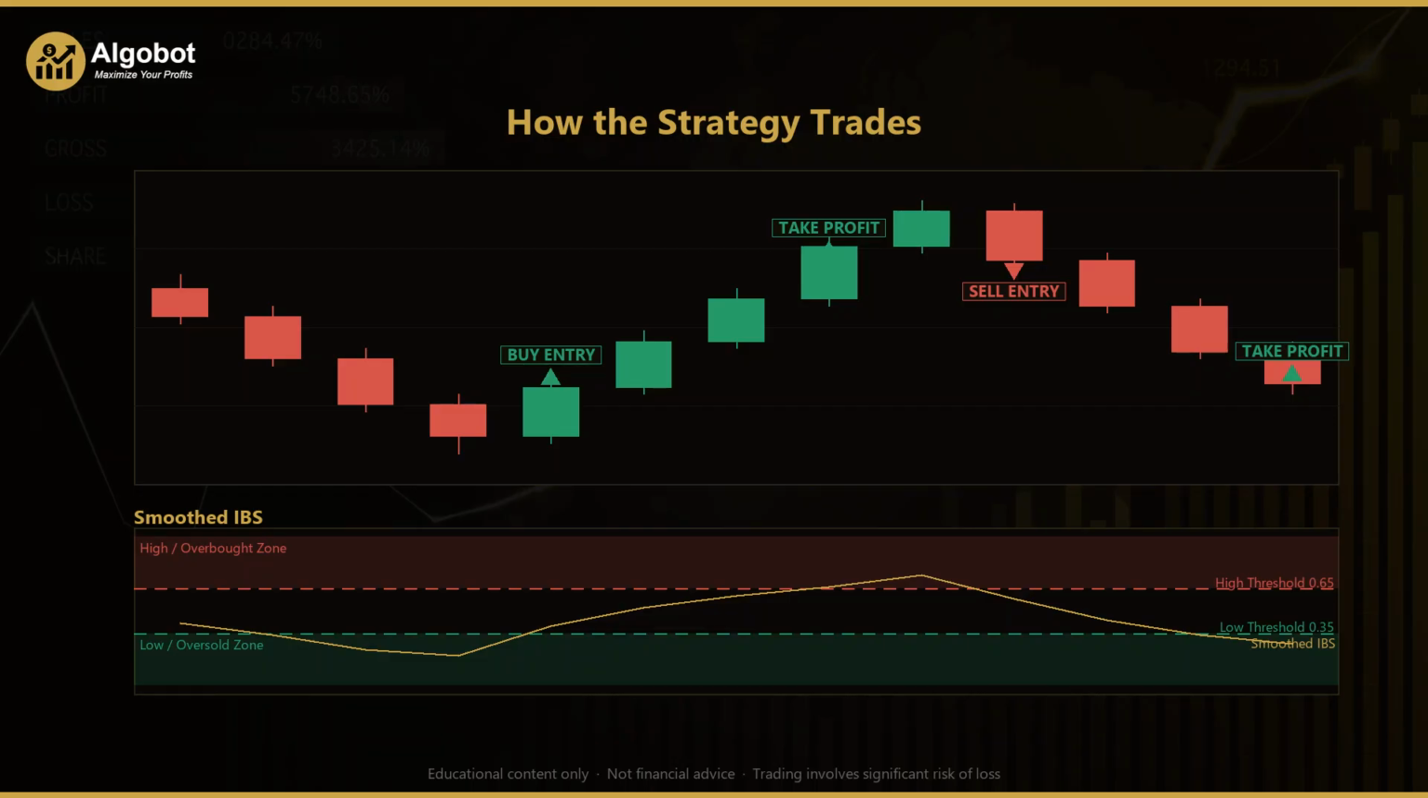Of course, not every crossing leads to a clean move like these two. Markets can keep trending against a reversion signal. Stops do get hit, and losses are a normal part of trading. This chart simply shows the intended logic in an idealized form. Let's wrap up.